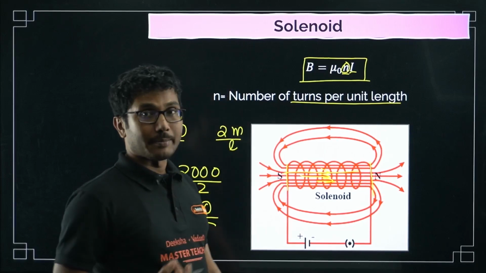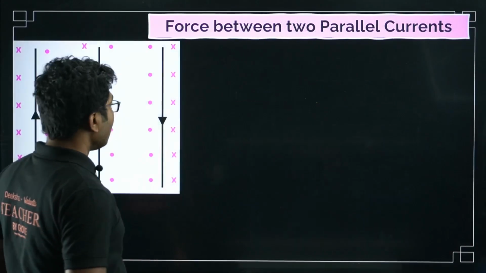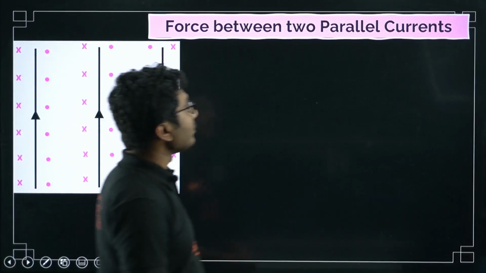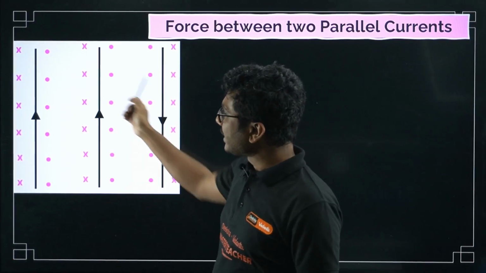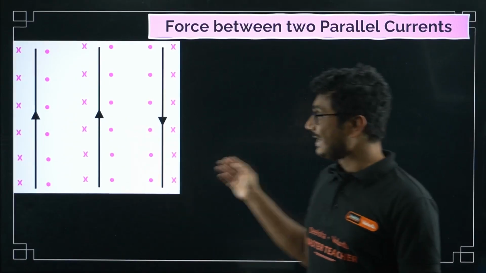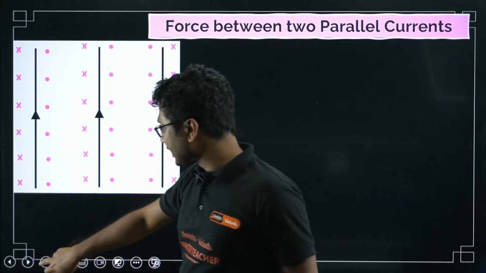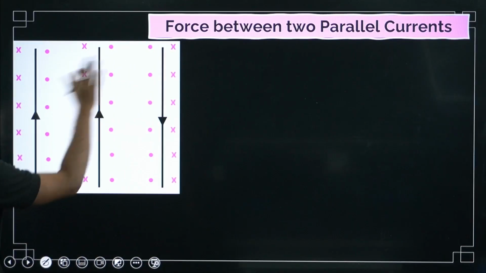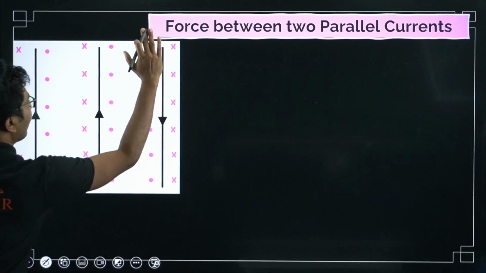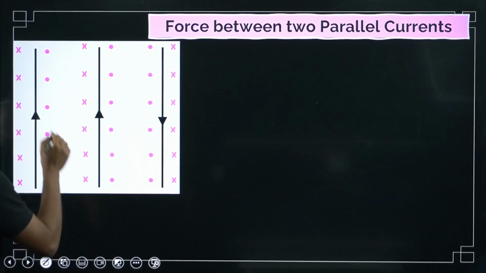KCET exam. Now let's move on to the next part, that is force between two parallel currents. So we have two parallel current wires. Actually I have combined two different cases in one diagram, which will help you understand how they work. So we have two currents. First of all, do not consider this wire first. We have two wires, they are carrying current in some direction.